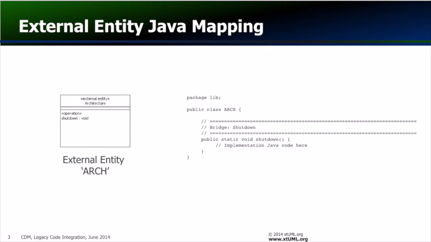Verifier then looks to see if there is a Java static method matching the signature of the bridge being called. If a match is found, Verifier transfers control to the method. When the method returns, Verifier will convert the return value, if any, back into a form that is understood by the xtUML runtime engine. Execution then proceeds inside Verifier. There is no limit to the number of bridges you can create on an external entity. Verifier will only look for a given realized method when it is actually called.